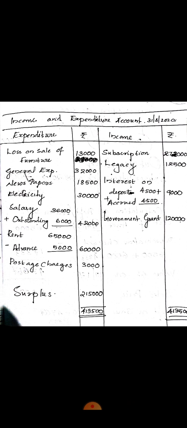Then postage charges 3,000. Income side: subscription 2,72,000. Legacy 12,500. Interest on deposit 9,000. Government grant 1,20,000. Balancing figure 2,15,000 on debit side is a surplus.